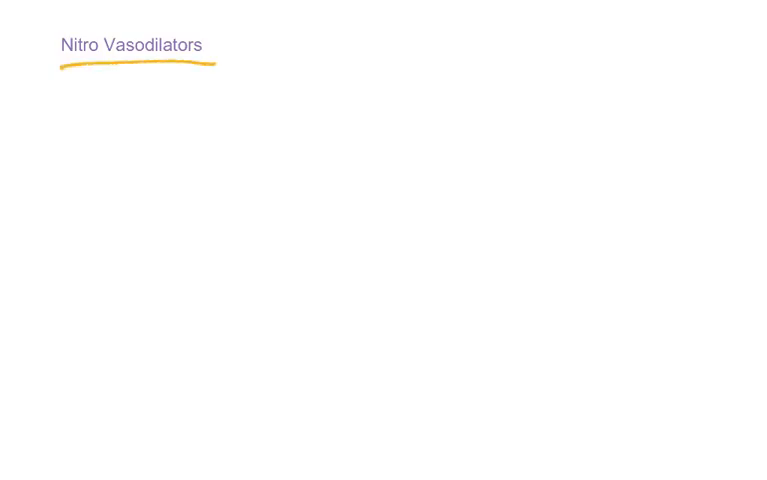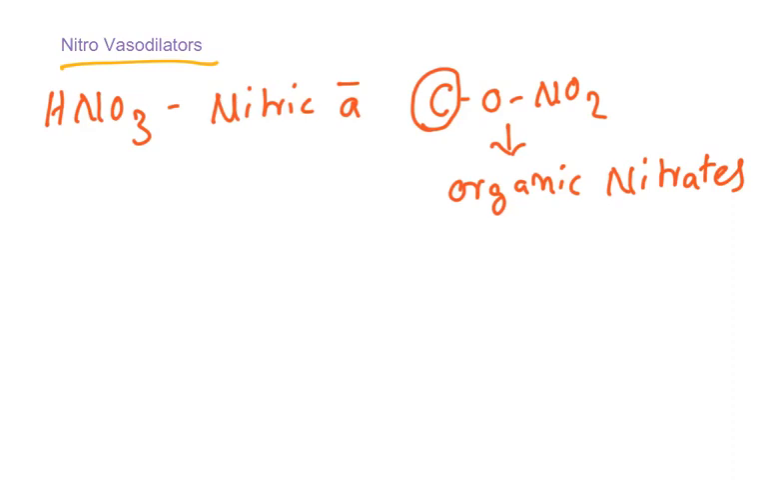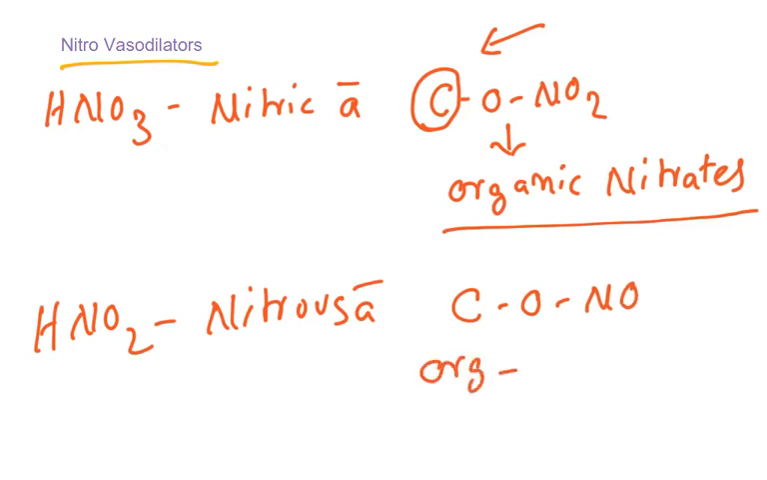Now in pharmacotherapy, the first class is nitrovasodilators. Now HNO3 is nothing but nitric acid. When this nitric acid is attached to organic molecules like carbon, the bonding becomes like this, and these are known as organic nitrates. Whenever you see this carbon compound, it becomes an organic molecule. Hence, the nitric acid is attached to a carbon atom. They are called organic nitrates. Whereas HNO2 is known as nitrous acid. When nitrous acid is attached with an organic molecule, they are known as organic nitrites.